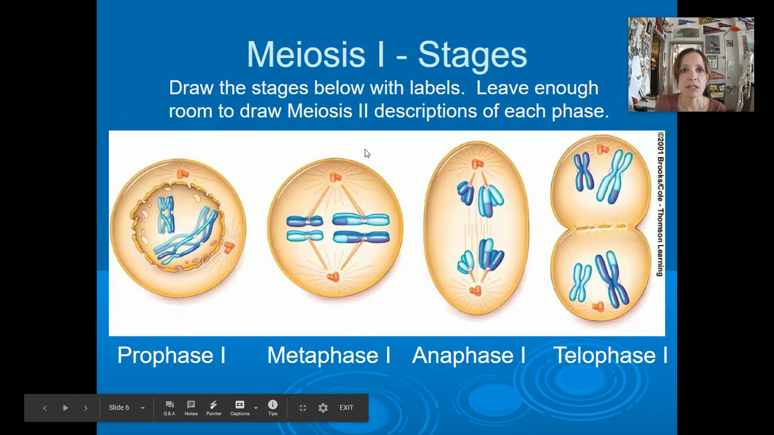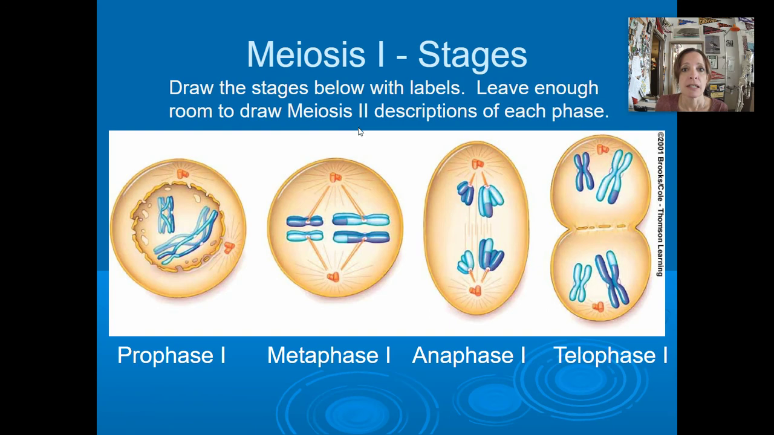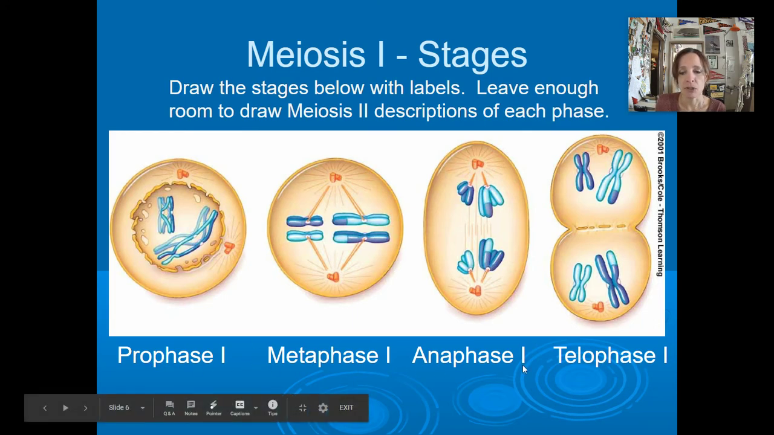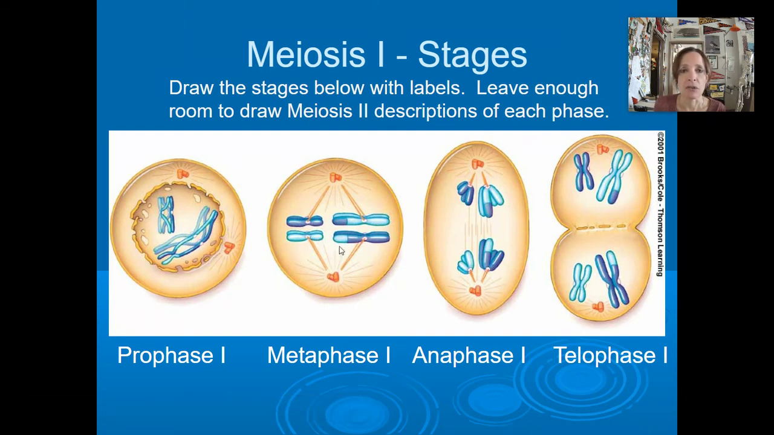So we're going to go through the different stages of meiosis 1 and 2. And what I want you to do is draw the pictures that are below here, and label them with their appropriate phase. And then leave some room because we're going to talk about each of the phases. So go ahead and pause the video, draw it and label it, and leave some room for a description.